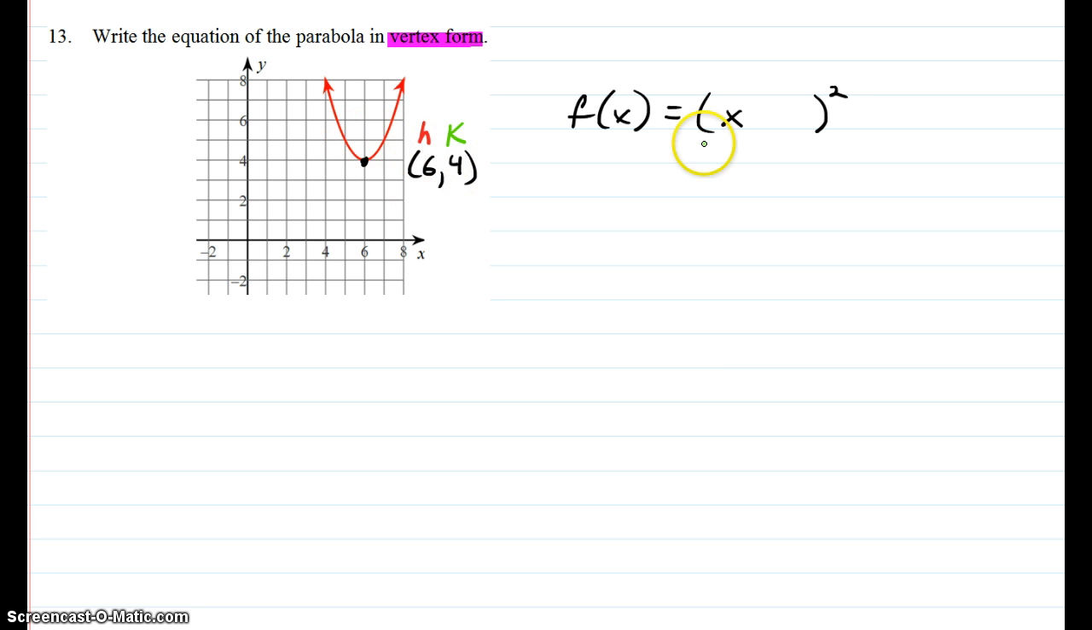So remember the 6 is what we're going to plug in here, and we want it to equal 0. So when I plug a 6 in, 6 minus 6 will give us that 0. So remember, inside the parentheses is counterintuitive. And then this plus 4 moves the graph up. So our function would be f of x equals quantity x minus 6 squared plus 4.